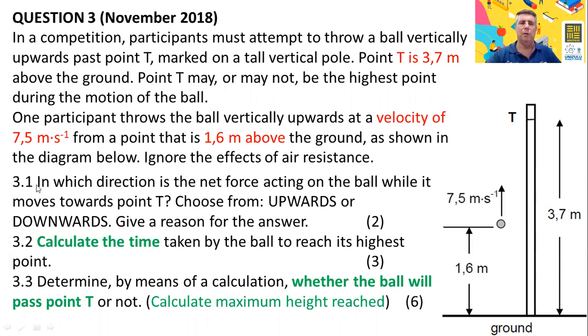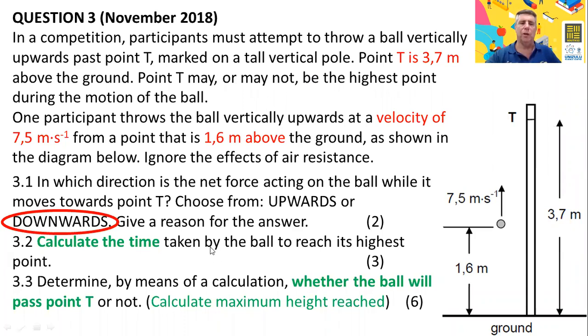So let's quickly deal with 3.1. In which direction is the net force acting on the ball while it moves towards point T? Choose from upwards or downwards and give a reason. Well, the only force acting on the ball is gravity, and that always acts downwards towards the center of the earth. So choose downwards, and the reason for the answer is the force of gravity. This is, of course, point number 2 in your points to note at the bottom of page 48.